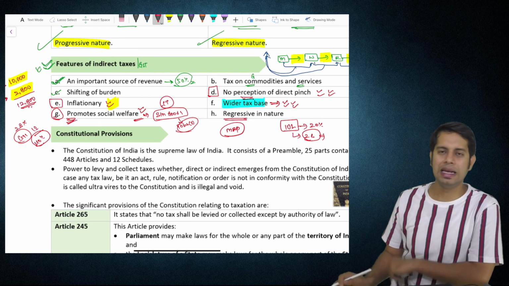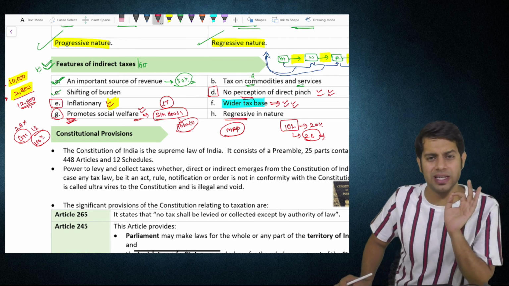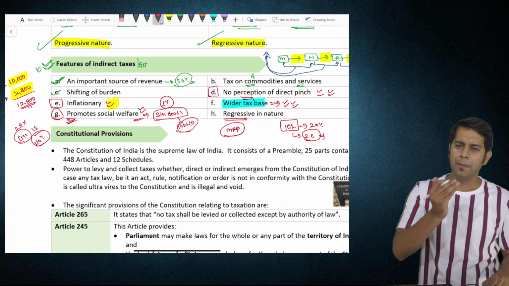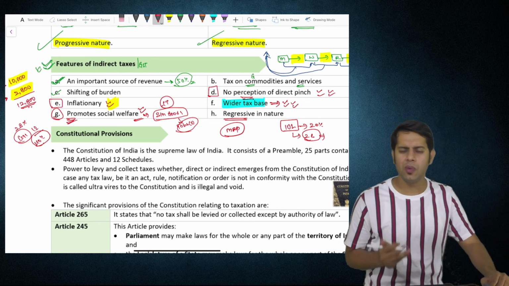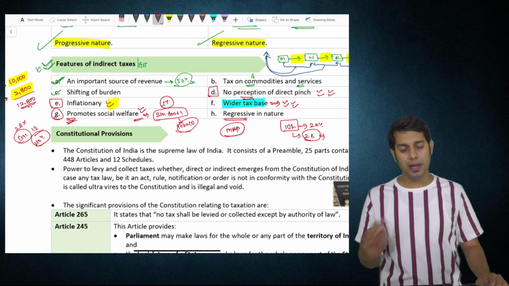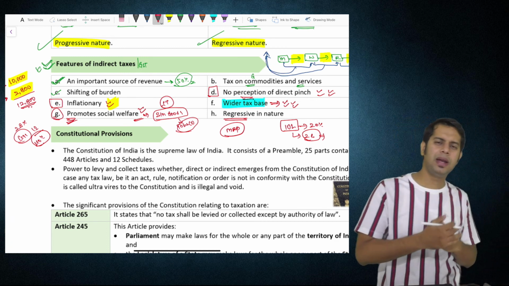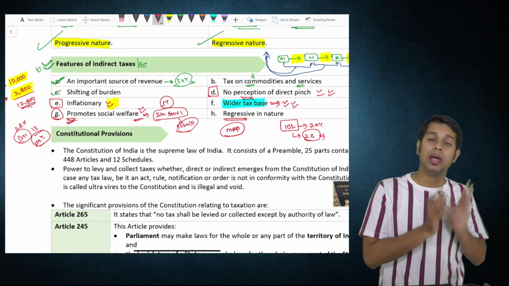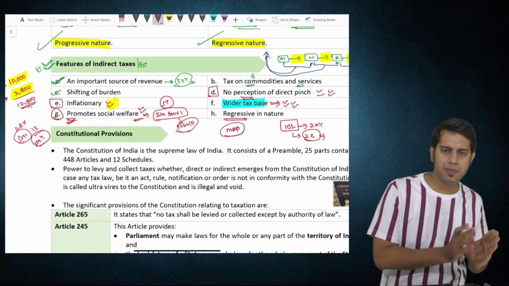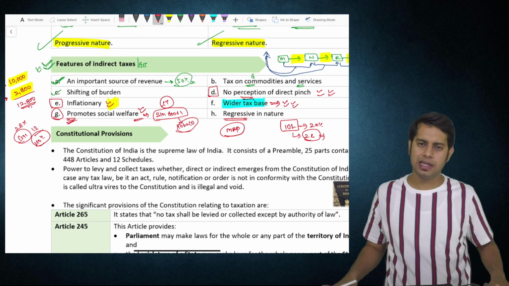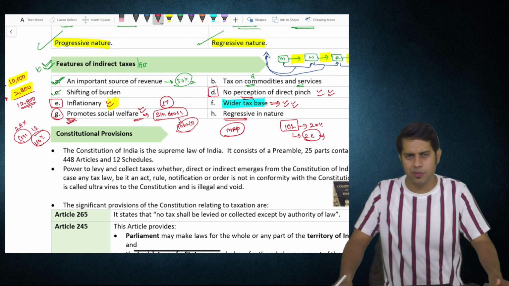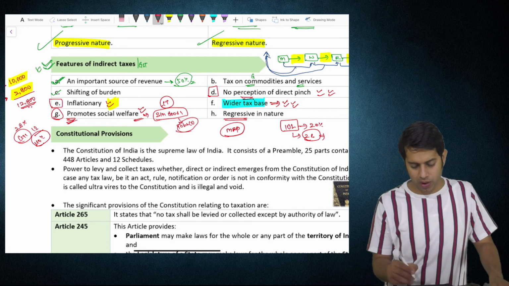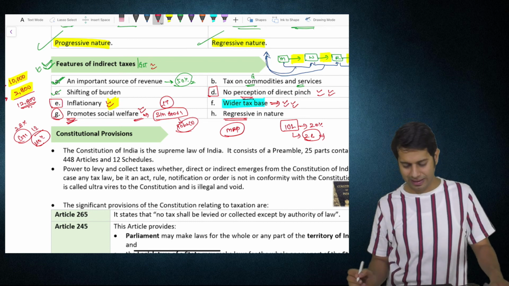And lastly, indirect taxes are regressive in nature. Depending upon your ability to pay, if you are able to pay more, pay me more tax; if you are not able to pay more, pay me less tax. But here, irrespective of your earnings, irrespective of who you are, I will collect the same amount of tax from you. This is the nature, or these are the different features of indirect taxes.